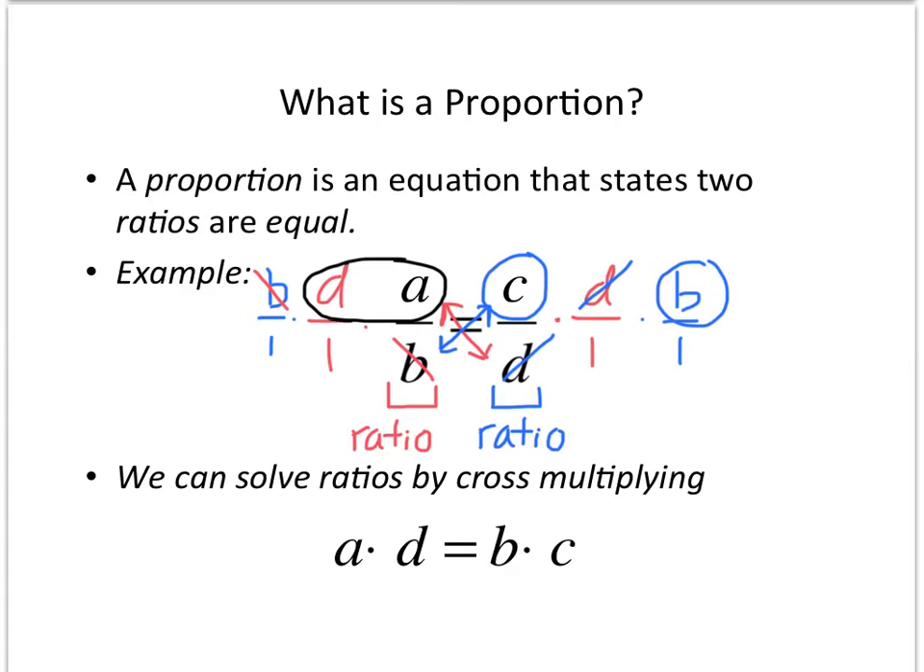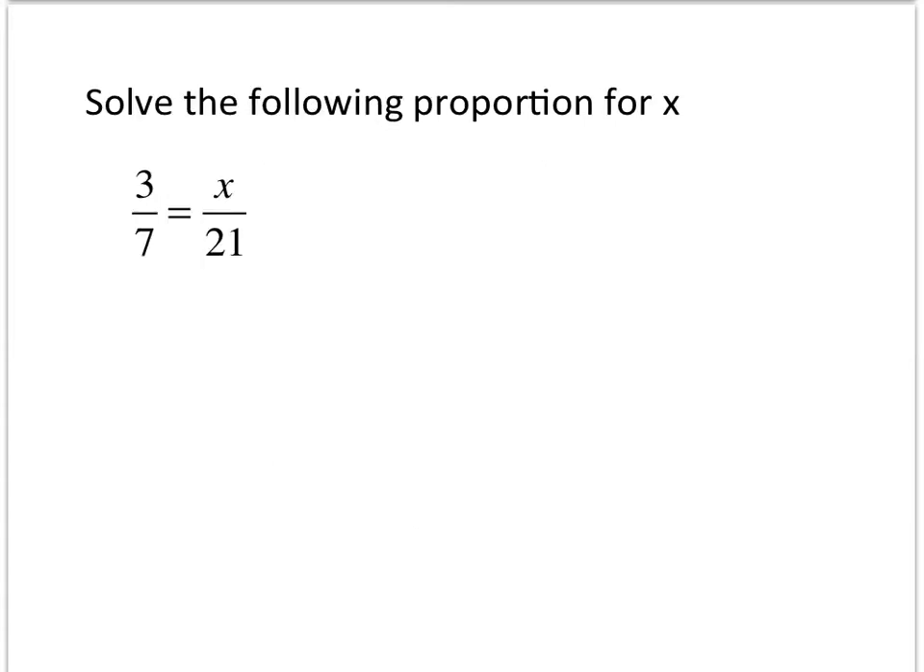So cross multiplying is a really great way of remembering how to solve a proportion, but we really want to recognize that this is just a quick way of remembering that we're multiplying both sides in order to cancel the division that we see in a proportion. So here's our first proportion that we want to solve for x. 3 over 7 equals x over 21.